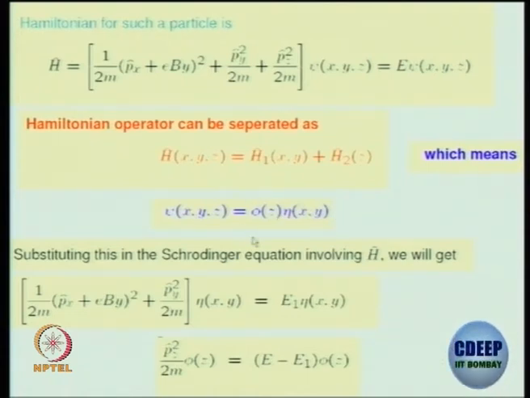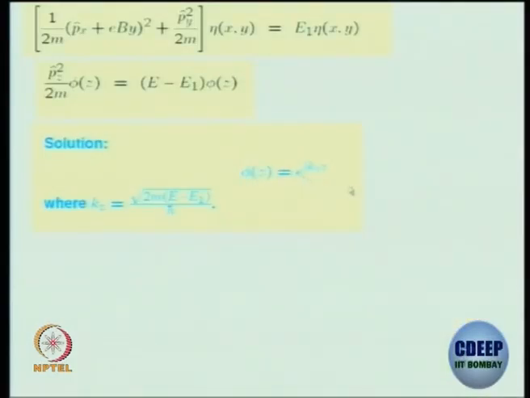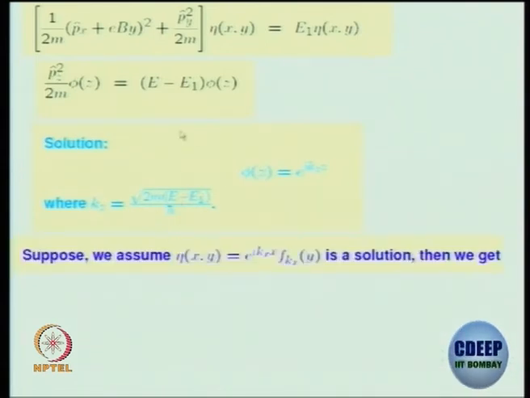Why do I know phi of z? It's just a free particle equation. We've been doing this even in the one dimensional step potential and everything. So, the solution for z is a free particle, and I am putting a k subscript z, where k subscript z is root of 2m (E minus E1) divided by h cross. Okay, so now we have no way in which we could fix eta of xy.